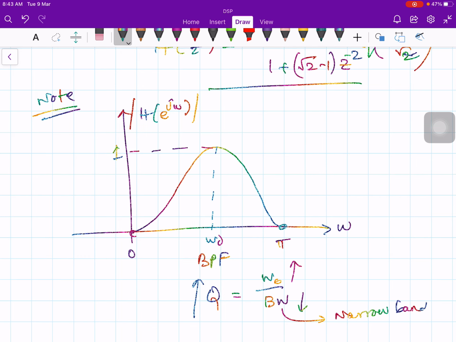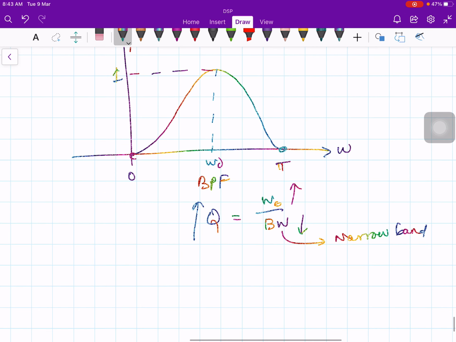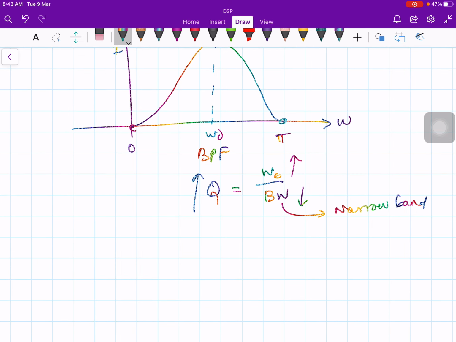Okay, so therefore when you want a high Q, that means you have to reduce the bandwidth, that is, narrow bandwidth. Okay, so that means you have to narrow down the bandwidth. Isn't that right? So the simple thing that you can do is cascade another filter.